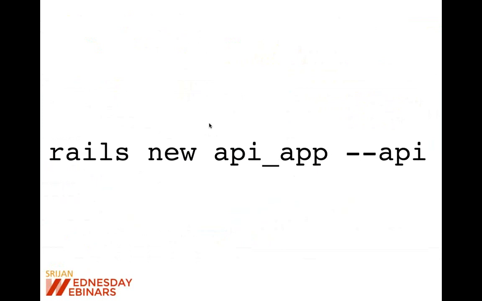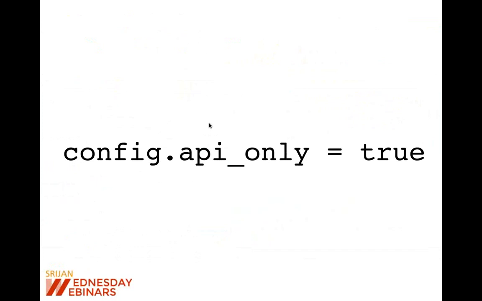Now, if you want to generate a new app with this API mode enabled, it can be done this way: rails new api_app --api, and it will generate the app for only API mode. It will not have the code related to view layer and other stuff.